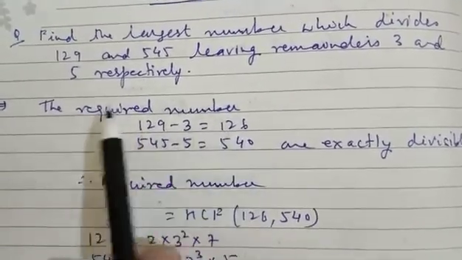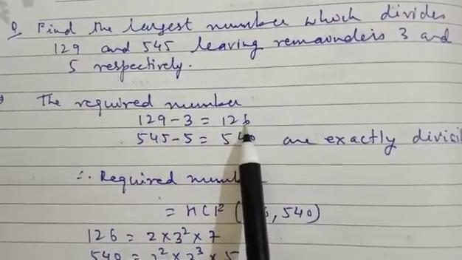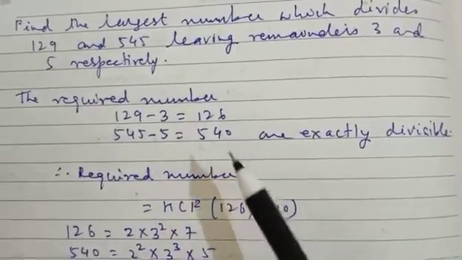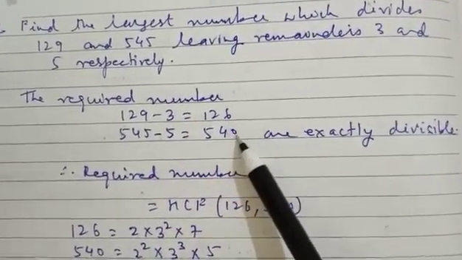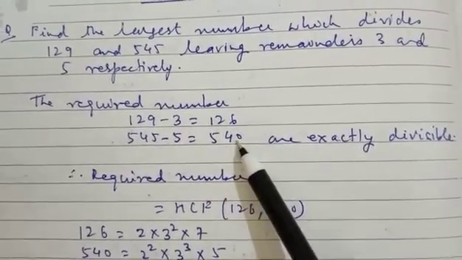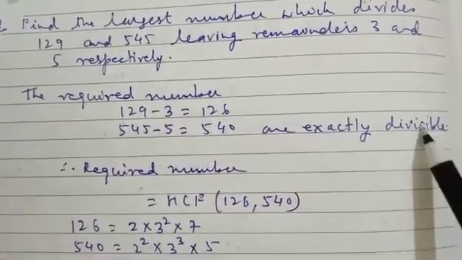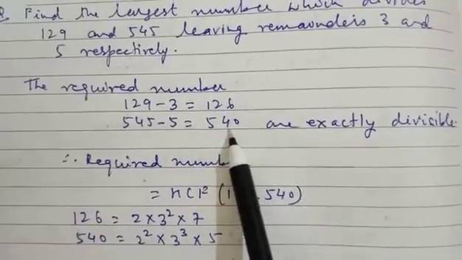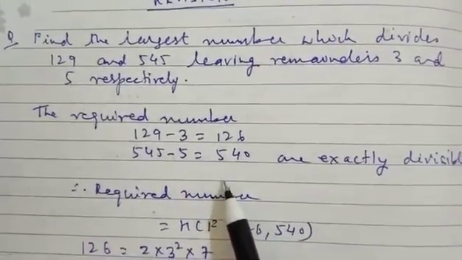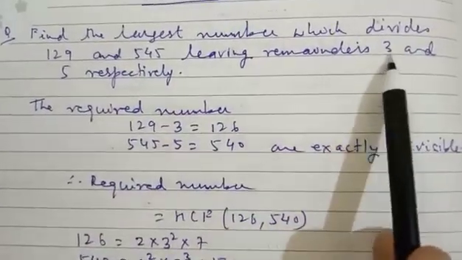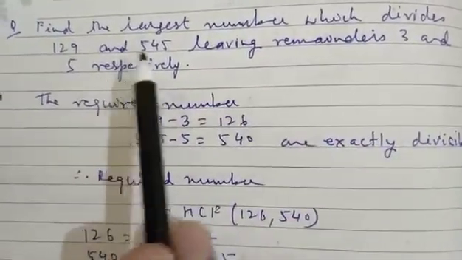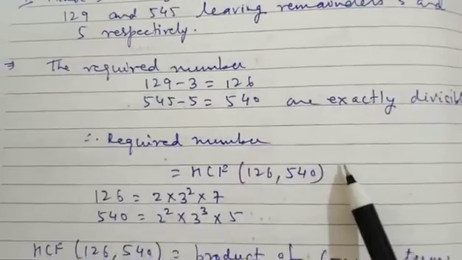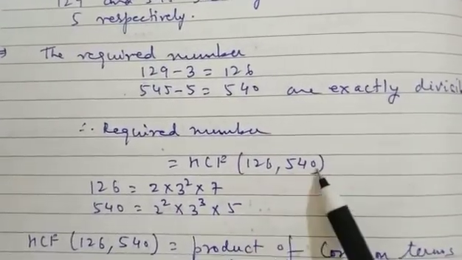So first we are going to subtract 3 from 129 and 5 from 545, and we will get two new numbers, 126 and 540, and this should be exactly divisible. That means the number should be exactly dividing 126 and 540. So the method is very simple. First we are going to subtract 3 from 129, 5 from 545. We will get two new numbers. Now we will find out the HCF of the two numbers, that is 126 and 540.